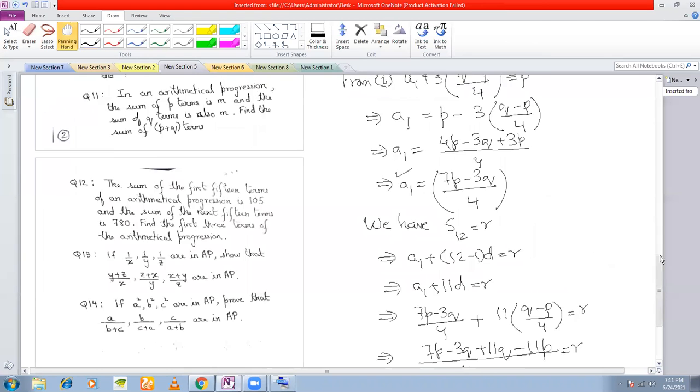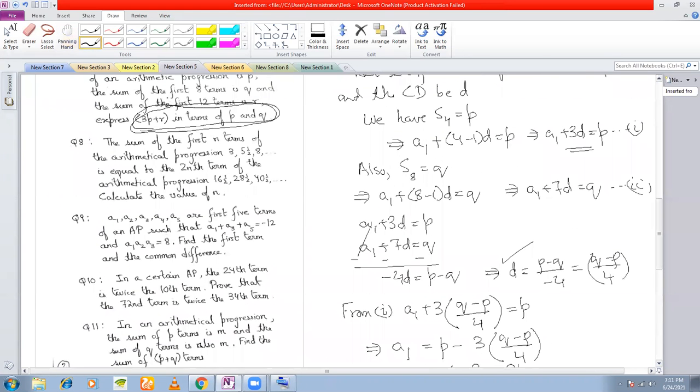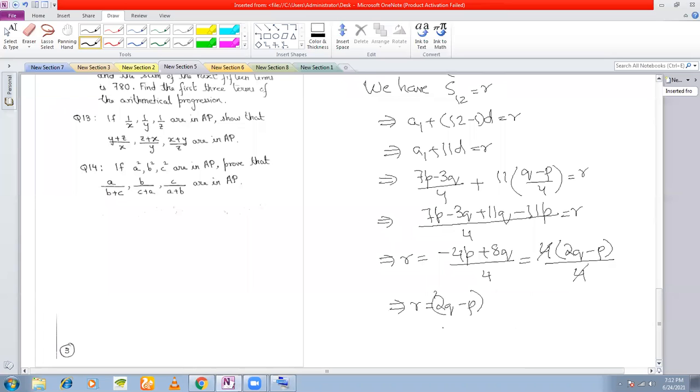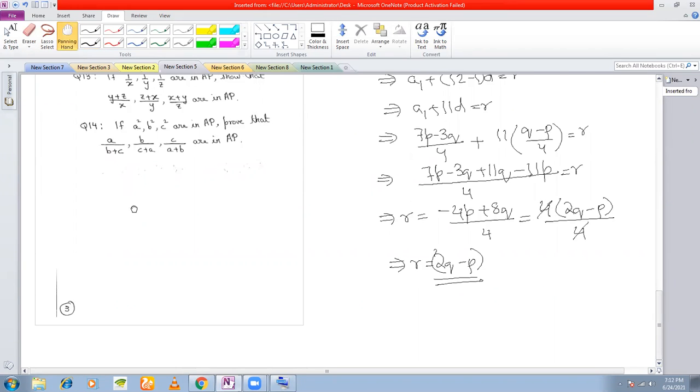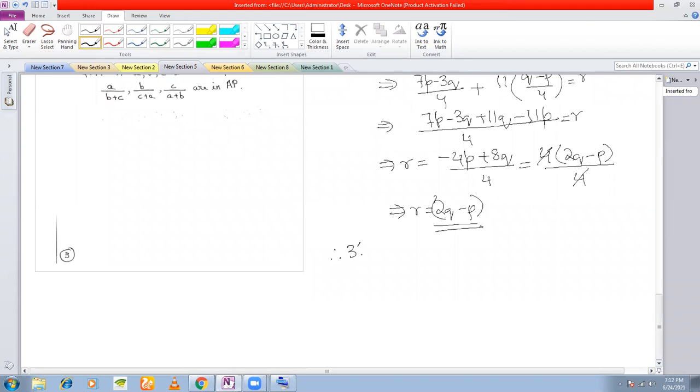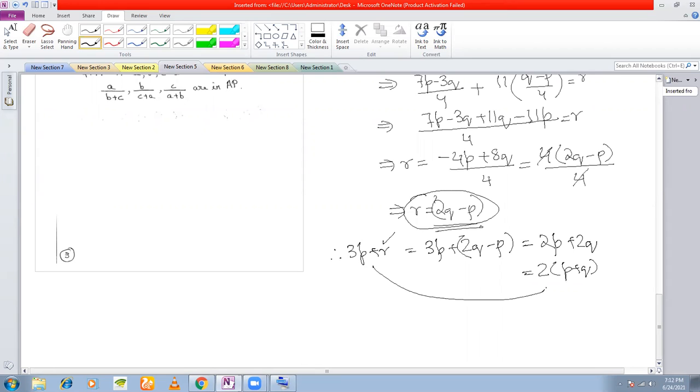Now what is the question? The question here is: express 3P plus R in terms of P and Q. That means R should not be there, and we have already got R in terms of P and Q. Therefore, because we need to remove this R, we put R is equal to 2Q minus P here. 3P plus 2Q minus P gives 2P plus 2Q, that means twice of (P plus Q). And therefore, have we got 3P plus R in terms of P and Q? Yes, that is your answer.